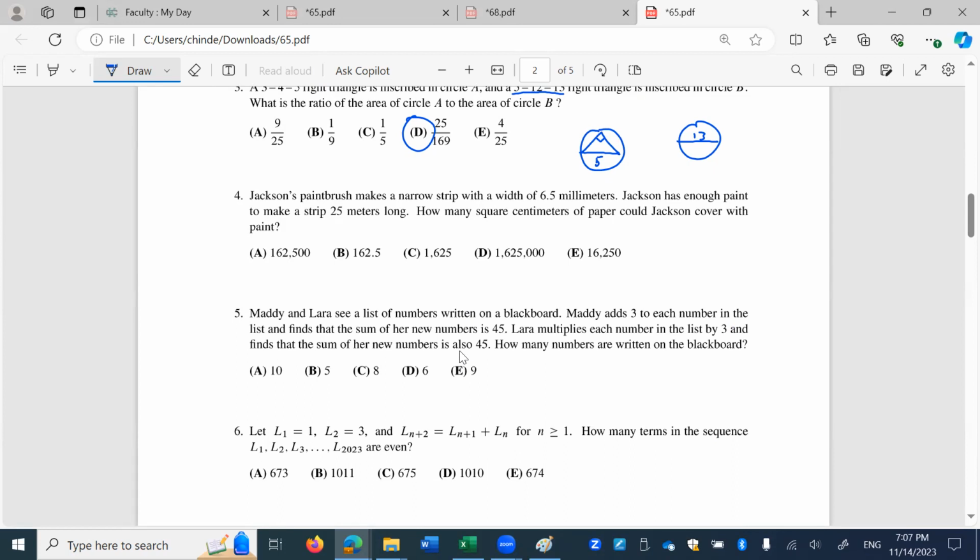Jackson's paintbrush makes a strip with a given width, and he has enough paint to make a 25-meter long strip. How many square centimeters will that cover? Well, so 25 meters is 2,500 centimeters, and 6.5 millimeters is 0.65 centimeters. So this is the area.